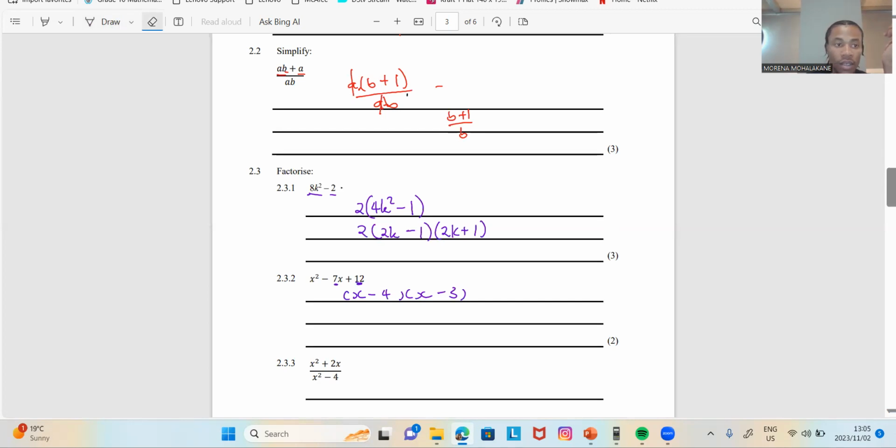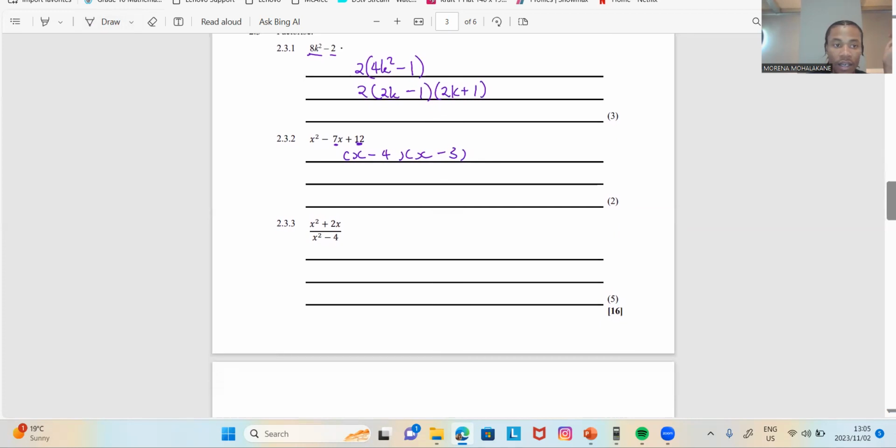Okay, so getting to the next question. Again, we are required to factorize. Remember, look for the common thing. In the numerator, we have something common. X is common. So for both ones, I can factor it out.